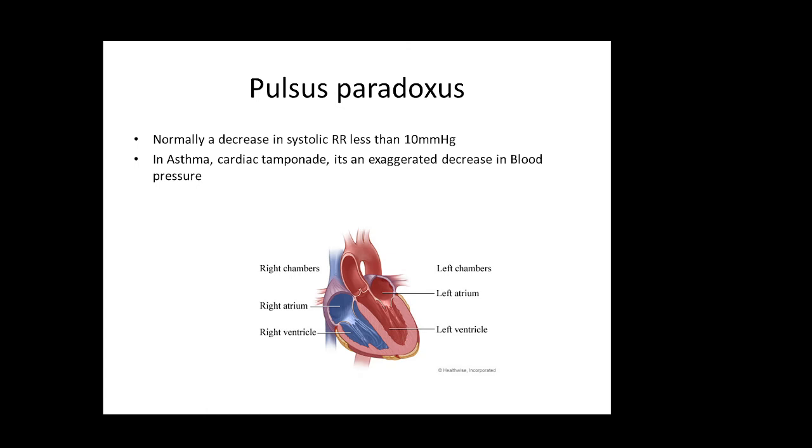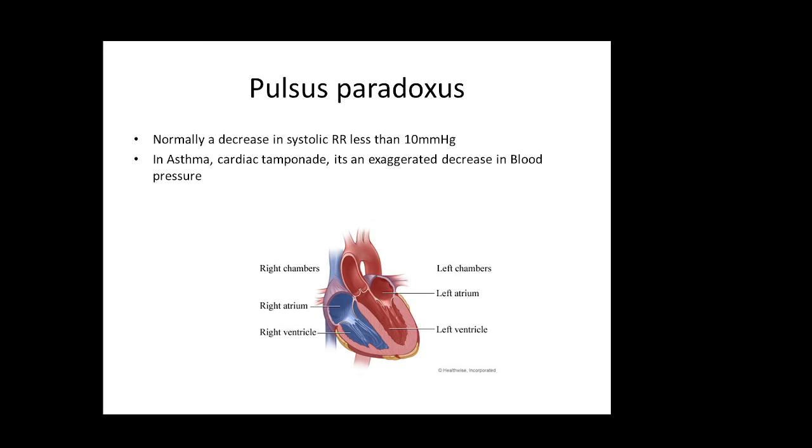Now, so what is pulsus paradoxus? Pulsus paradoxus, like I said, it is basically a decrease in the systolic blood pressure more than 10 millimeter mercury. So normally when we take in a deep breath, the blood pressure decreases less than 10 millimeter mercury. When there is a decrease of more than 10 millimeter mercury, then this is defined as pulsus paradoxus. You see pulsus paradoxus in respiratory diseases, advanced respiratory diseases like in asthma, and you also see it in cardiac tamponade. This is a classical sign.